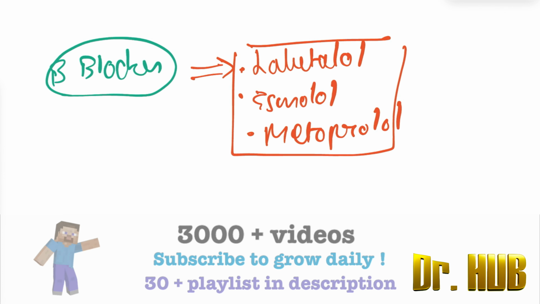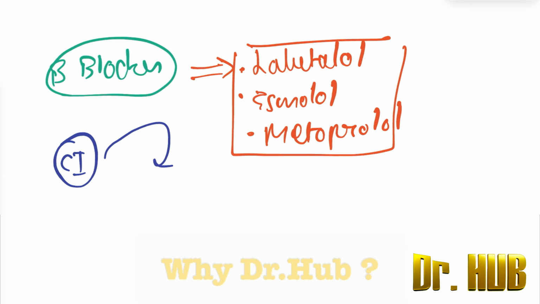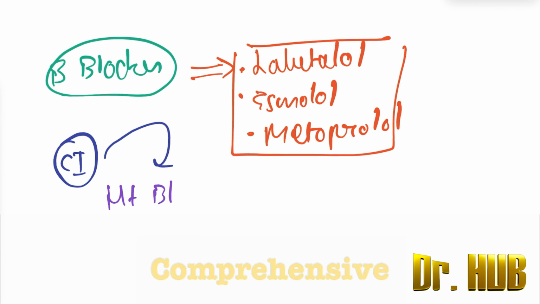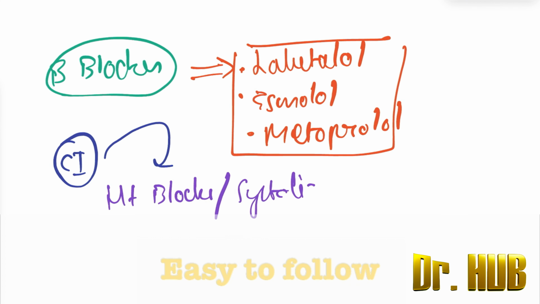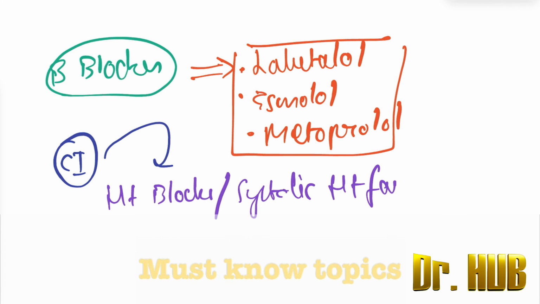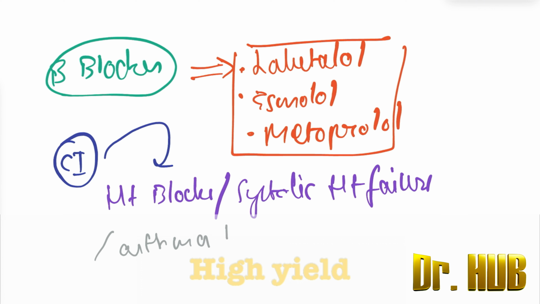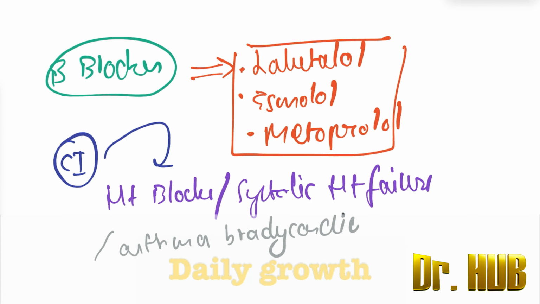And the other thing we need to know is the contraindications, where it should not be given. So this includes the heart block. Next comes the systolic heart failure, and then the asthma and bradycardia. So the parenteral drug we saw first is the beta blockers.